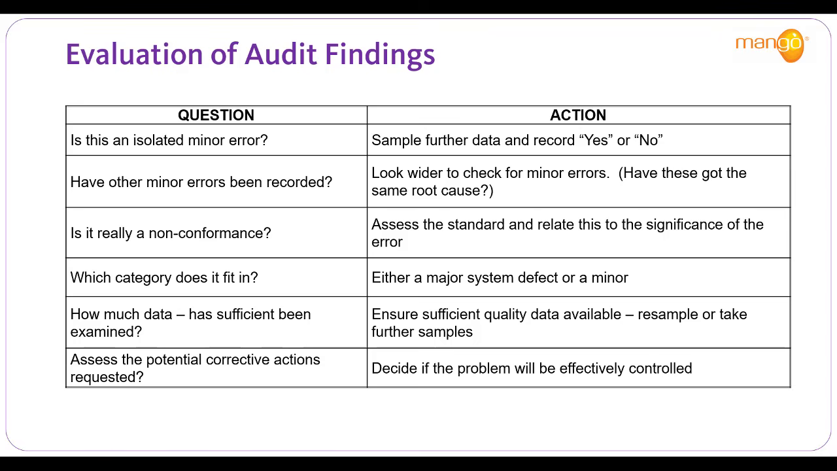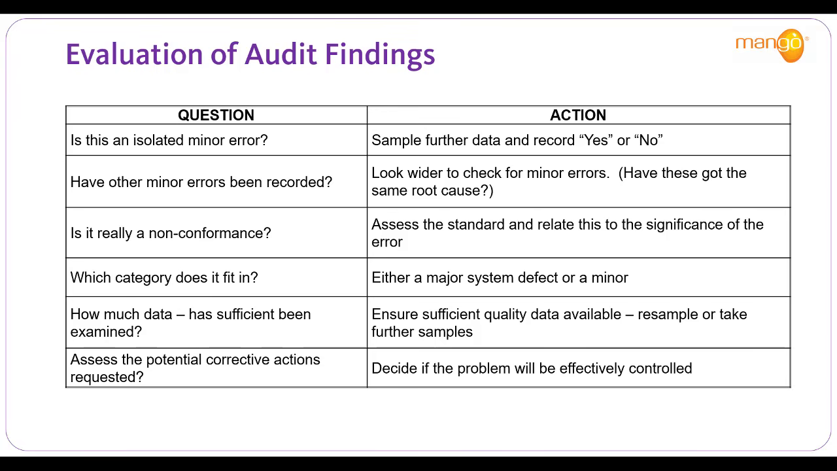So back to the evaluation of the audit findings. The first one there, if you're finding an error, you need to ask the question, is this an isolated error? Is this something that's minor? You need to decide if it is minor, then maybe that's just a one-off, or if you feel that it's not minor and it may reasonably be a major, then you may want to sample further data and see if that's actually occurring. If you find a minor error, you may want to look wider at the process and maybe look at another part of the process to see whether that error has come through.